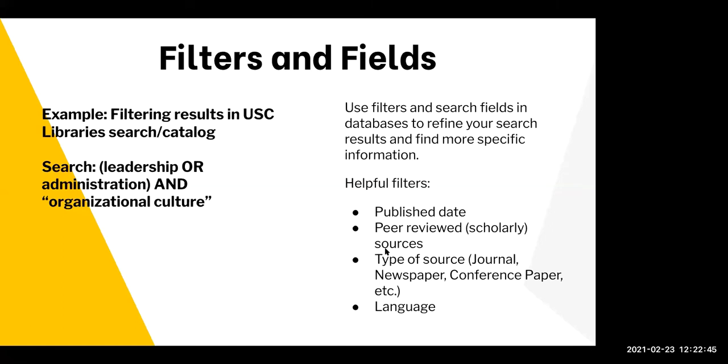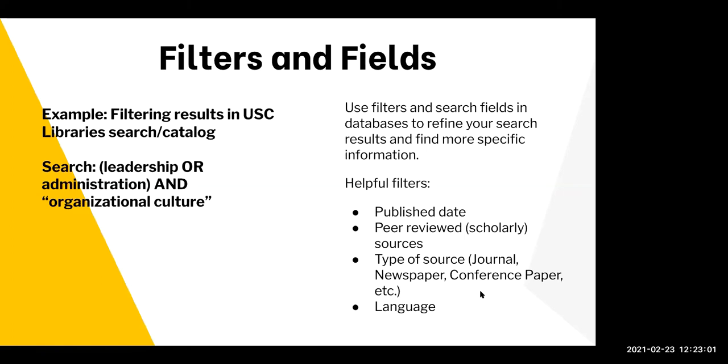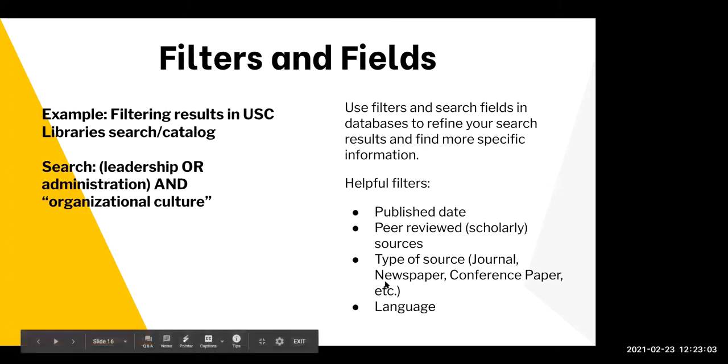Some helpful filters that are commonly in databases are published date, so when was the article published? Peer reviewed, so whether or not it's something that's in a peer reviewed journal. The type of source, so a journal, a newspaper, conference paper, and you can also filter things out by language.